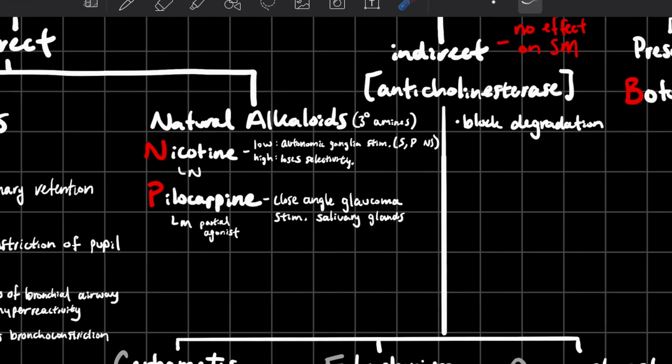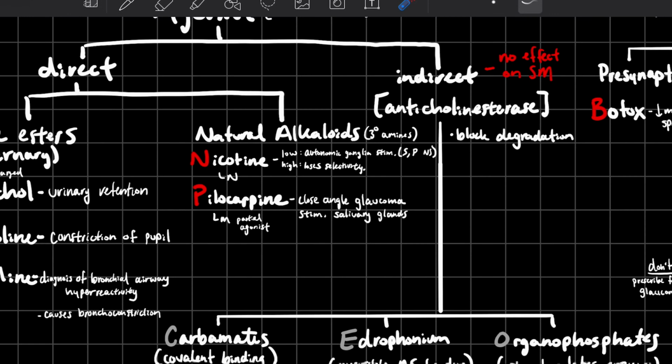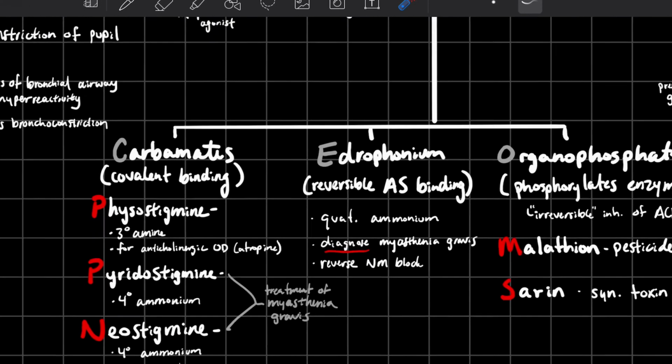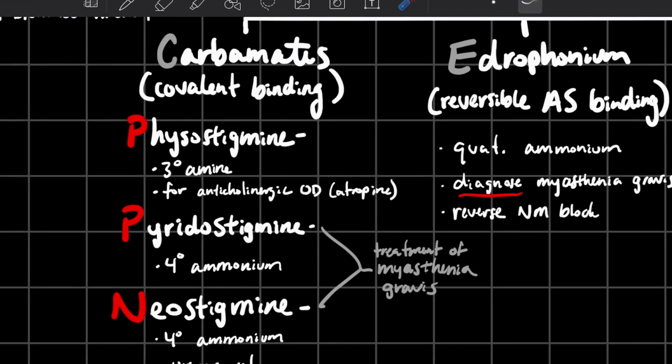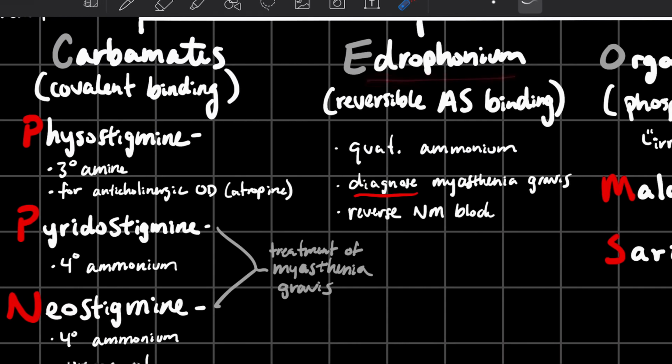Okay. So for your indirect, remember these are acting on your acetylcholinesterases. So let's just talk about edrophonium first. Oh, it was edrophonium. I wrote ephedronium. Oh well, I'm so sorry about that, guys, but it's edrophonium, and these are going to be quaternary ammonium structures. These are not going to cross your blood-brain barrier or affect CNS function. And these help diagnose myasthenia gravis.